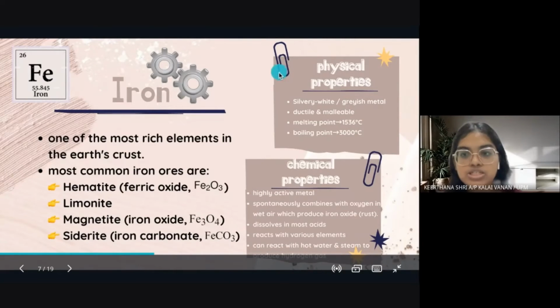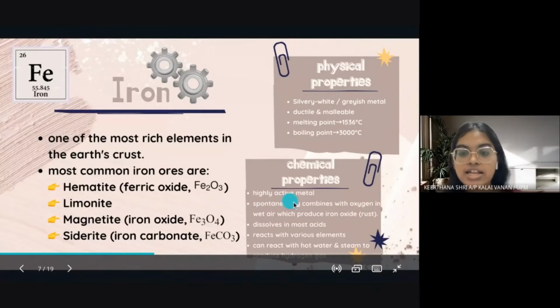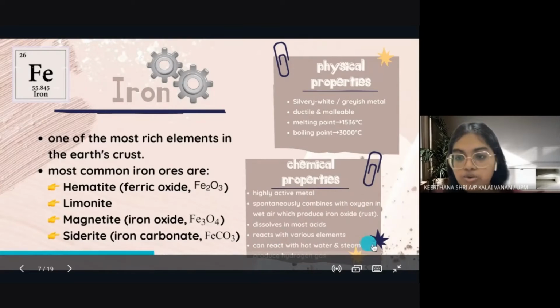The physical properties of iron are that it is a silvery white or grayish metal, ductile and malleable. The melting point of iron is 1536 degrees Celsius and the boiling point is around 3000 degrees Celsius. The chemical properties of iron are that it is a highly active metal. It can spontaneously combine with oxygen in wet air, which produces iron oxide, commonly known as rust, dissolves in most acids and reacts with various elements. It can react with hot water and steam to produce hydrogen gas.